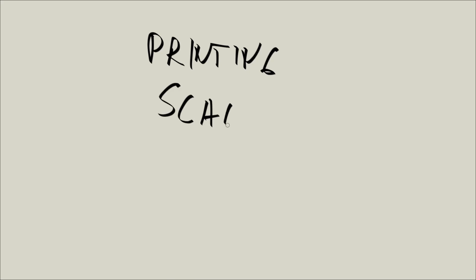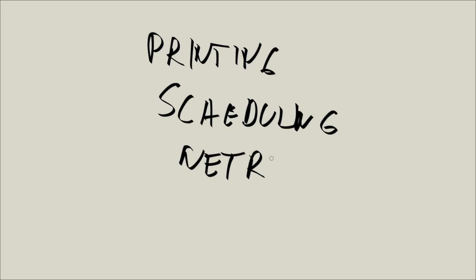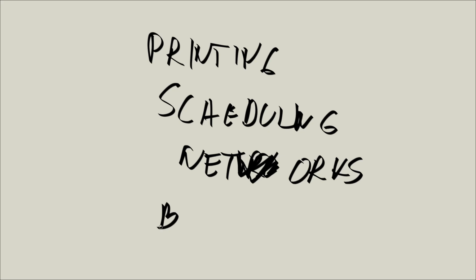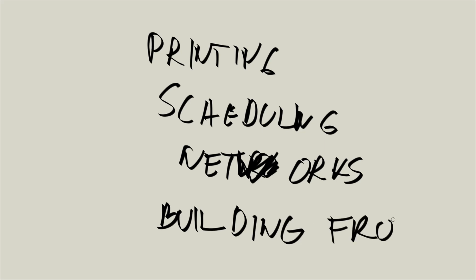So just to cover what we will cover, we'll talk about printing, we will talk about scheduling, we'll talk about computer networking. Okay, I'll just write networks, okay, networks. This is a W right here. And we will talk about building a program from source. Okay, building from source. We'll talk about those topics.